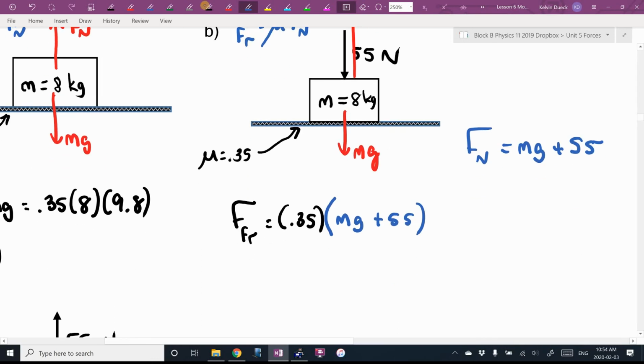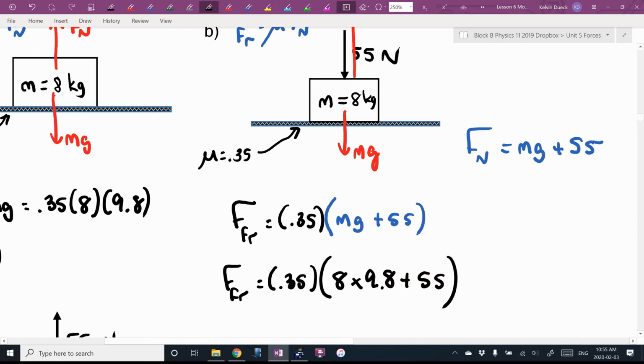If we actually crunch the numbers, it's going to be 0.35, and then in brackets 8 times 9.8 plus 55. I would strongly recommend you all try typing that into your calculator, because there's brackets and funkiness there, just to make sure you get the right thing.